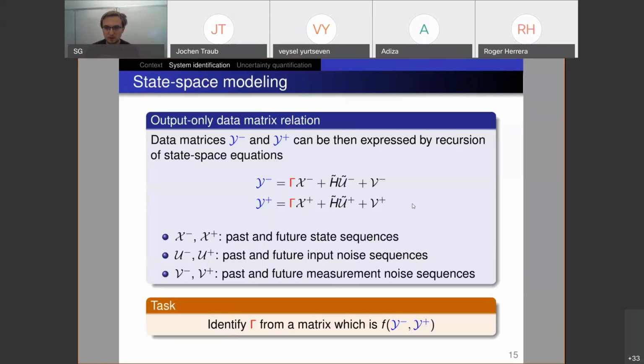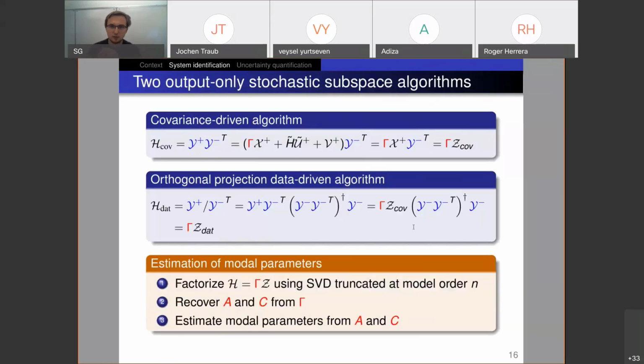So now knowing that, we would like to identify our observability matrix. The problem is that we cannot directly identify it from, for example, y minus, because of all of the noise terms. So we need to do some manipulations in order to directly factorize the observability matrix. And this is basically what is done in subspace identification. So here let's consider two well-known and standard stochastic subspace algorithms. One which is the covariance-driven algorithm, and the other one which is the orthogonal projection data-driven algorithm.